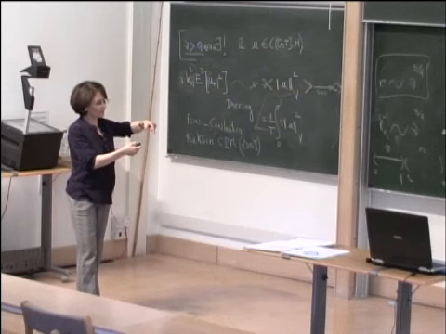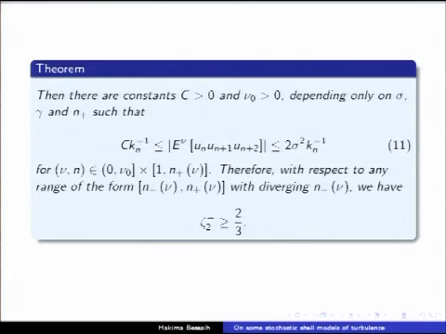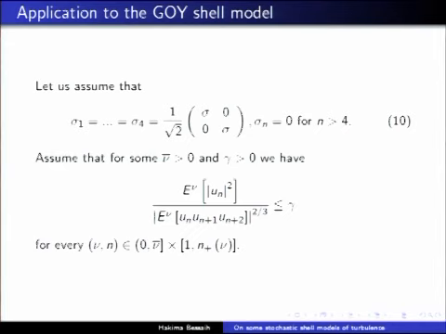I can prove that, what is the pointer? That I can prove that this is larger or equal than 2/3. But we are unable for now to prove that this is true for the GOY model. I have to assume that this is true.